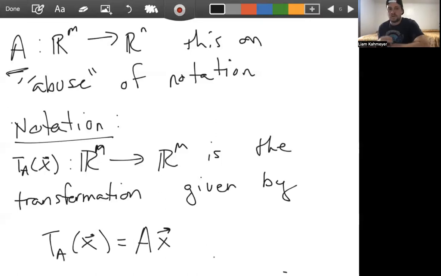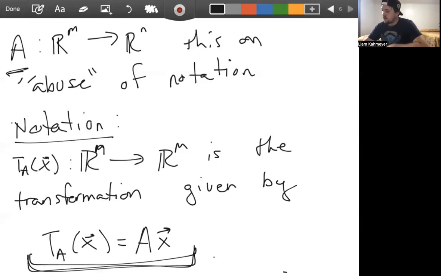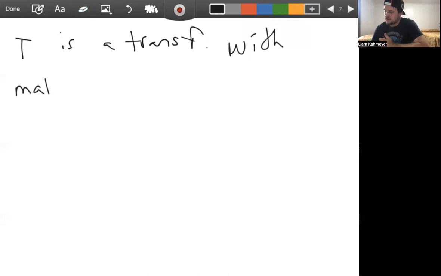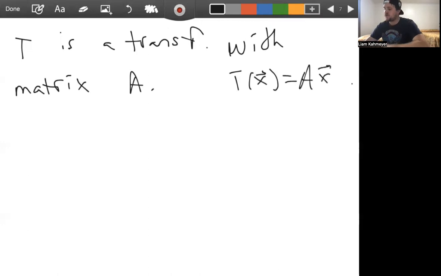And so I'll use this new notation. And I'll even shorthand this a little bit because it will be understood when we write it out explicitly. So really what I'll say is T is a transformation induced by, or let's say, T is a transformation with matrix A, right? And so when I say that, it will be understood that T of x is defined as multiplying the vector x on the left by A here.